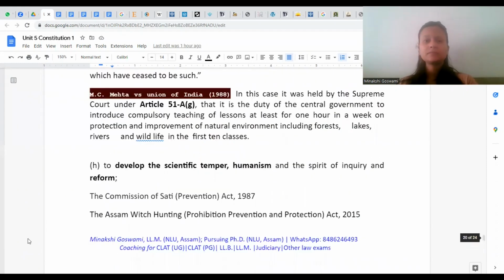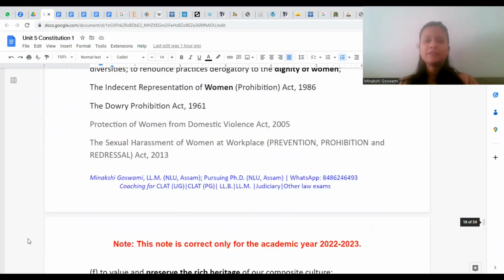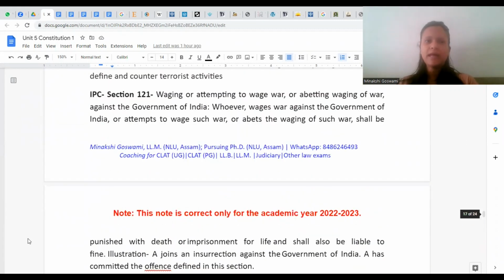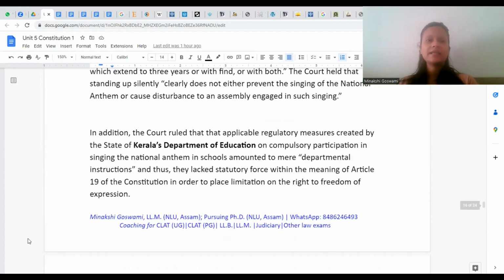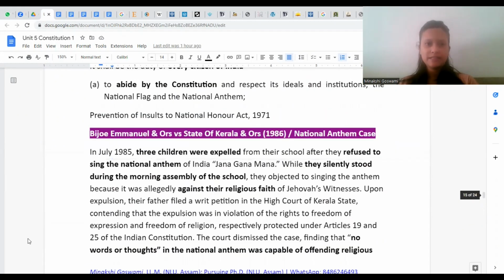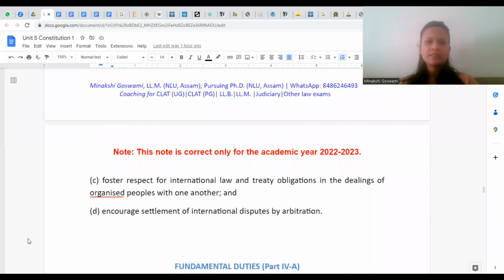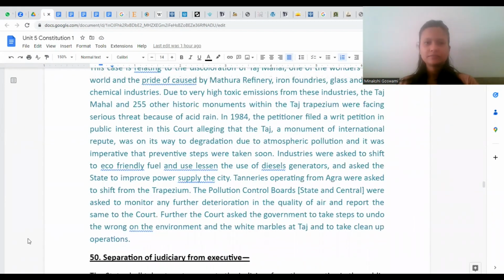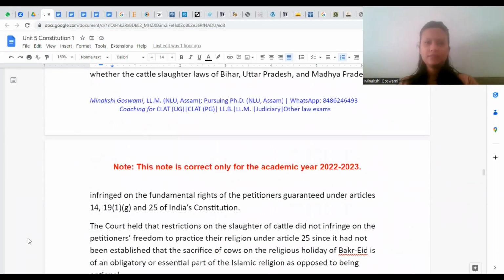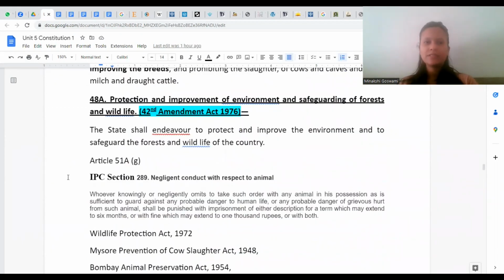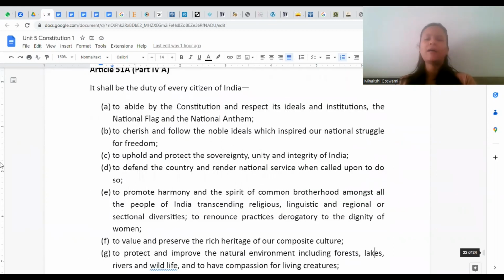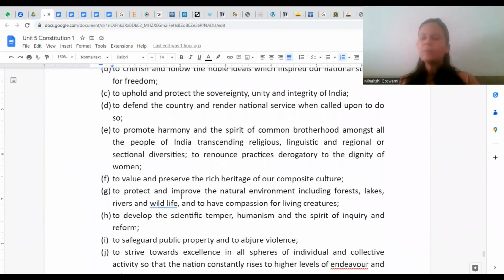In the same way, under the directive principles, the state again has a responsibility to protect wildlife and so on. That's a responsibility on the state to improve the environment and safeguard forests and wildlife. The state is given a responsibility, and citizens also have a fundamental duty. Plus, there are legal obligations on us as well based on different environmental laws.